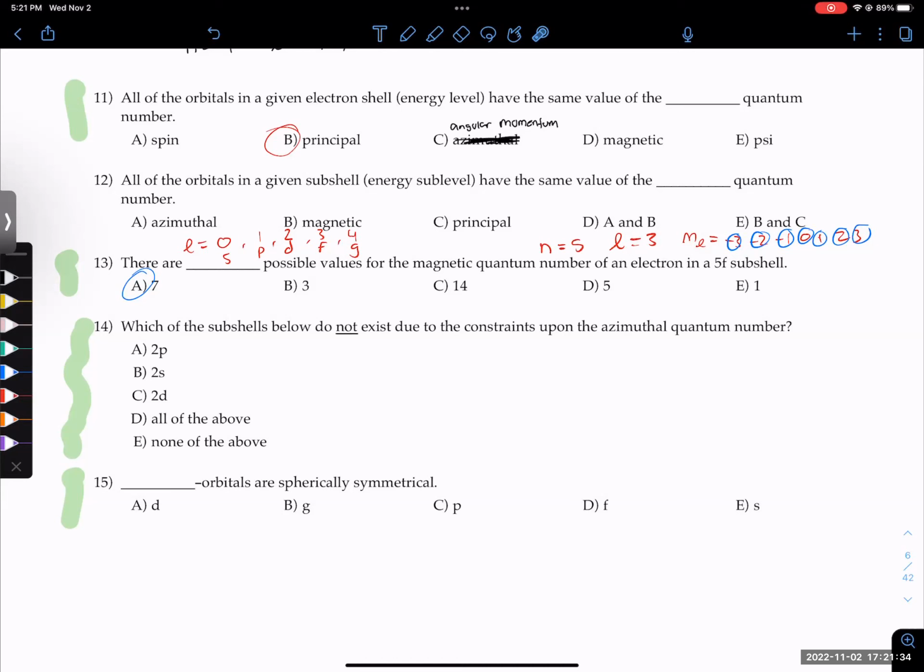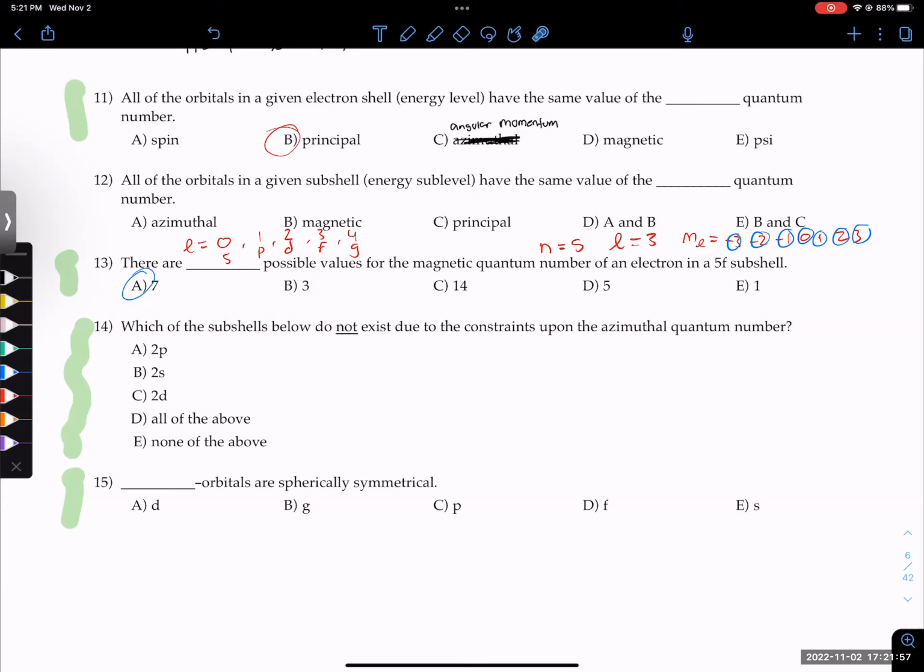If n equals 4, then L can be 0, 1, 2, or 3. But it has to be only one of them for a specific quantum number. They can't be all 4 at one time. Yes, you're looking at the valence electron.